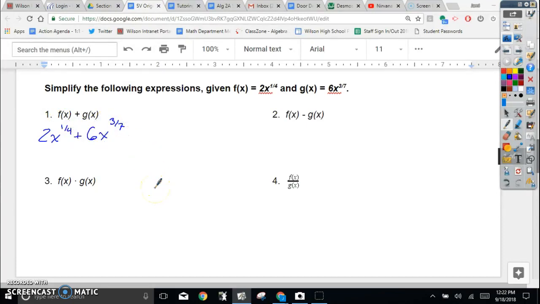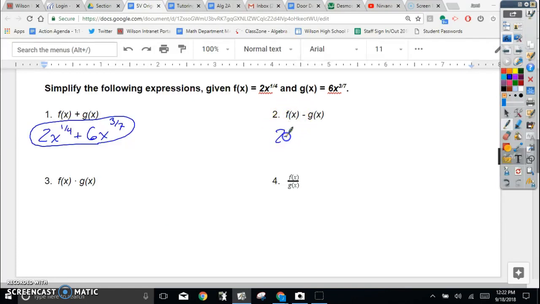Okay? Now, since this is addition subtraction, 4th roots can only go with 4th roots. So there's no way I can break this down. That's my final answer. There's nothing you can combine there because the exponents are different. Now the bases are the same, but remember the bases and the exponents with multiplication and division have to match.